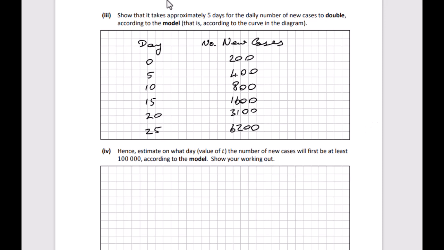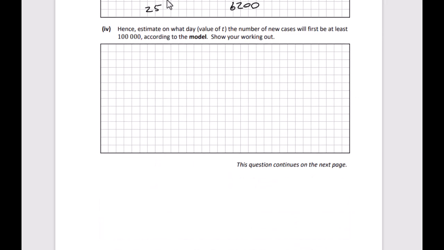Now it did say here, show that it takes approximately 5 days for the daily number of new cases to double according to the model. So I mean, we haven't exactly doubled every single time here, but it is an approximation. So it's approximately doubled each 5 days. Now let's have a look at the next one.